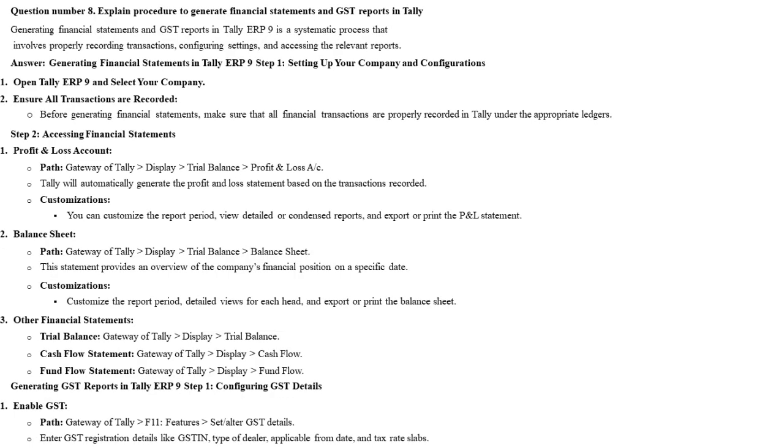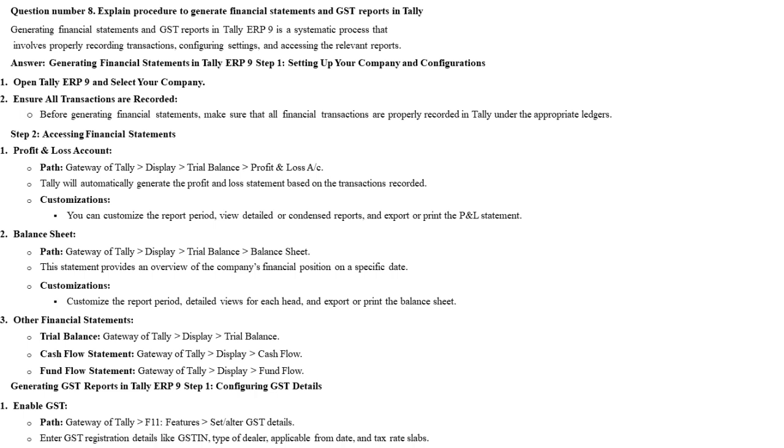Next question. Question number 8. Explain procedure to generate financial statements and GST reports in Tally. Generating financial statements and GST reports in Tally ERP9 is a systematic process that involves properly recording transactions, configuring settings, and accessing the relevant reports. Answer. Generating financial statements in Tally ERP9.